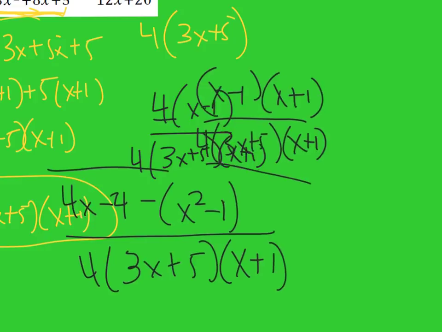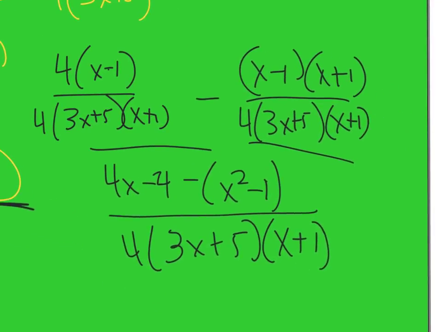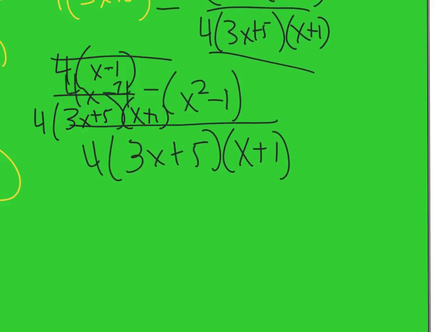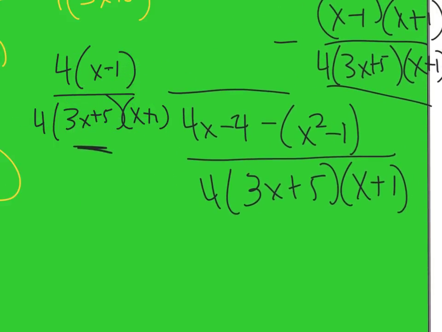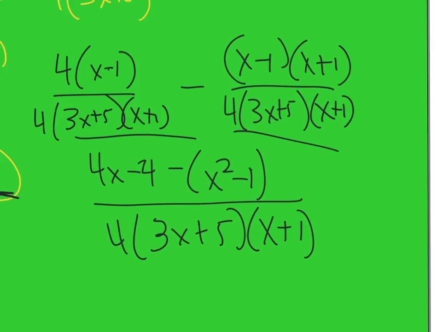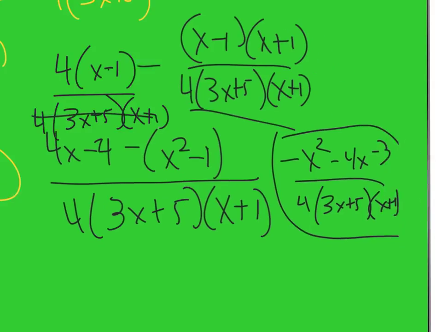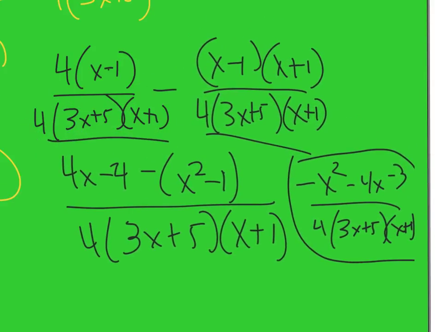Then if I combine this whole thing, let's do this. I'll put it right here. So that becomes negative x squared minus 4x minus 3 all over that. That would be my answer right there. Good problem. Good problem right there.